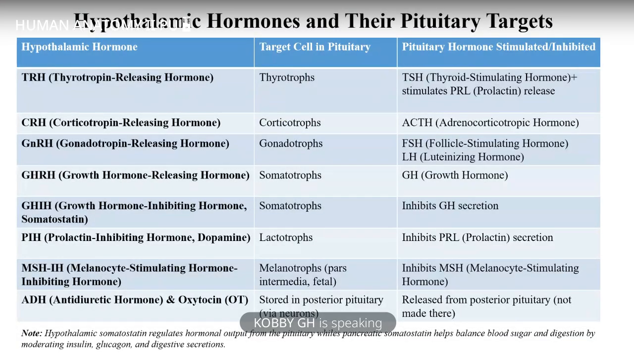Remember, prolactin inhibiting hormone is an inhibiting hormone. So the negative feedback is what it does to the cells, so that it will inhibit prolactin release or prolactin secretion. Okay, keep that in your mind.